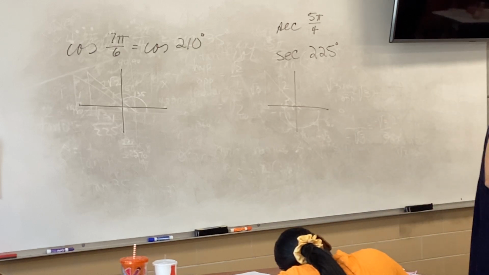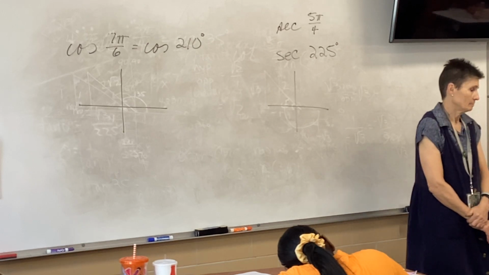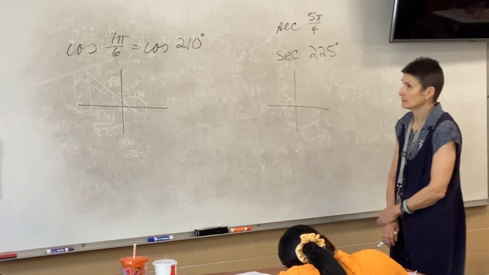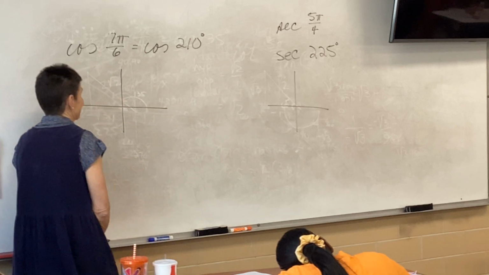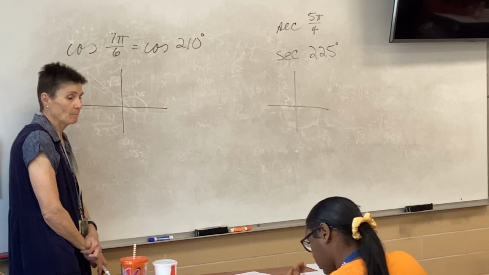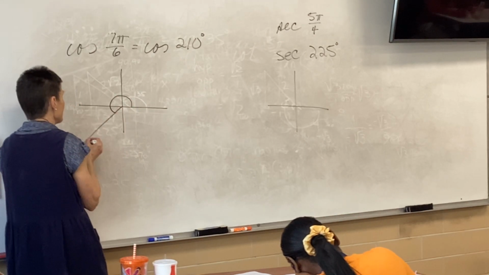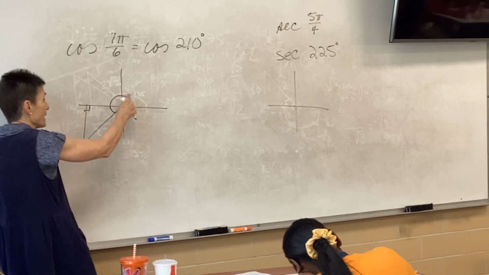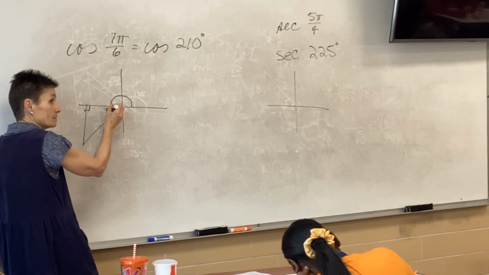I was locked in. Oh, so you just... What do I have to? Just right now we're doing a cosine of 210. I'm looking over Sydney's shoulder and she's got 210 down here. Is this where you have 210? Yes. 180 and 30 more?